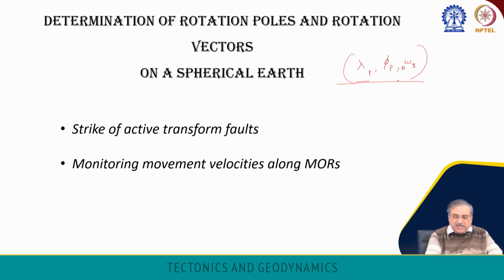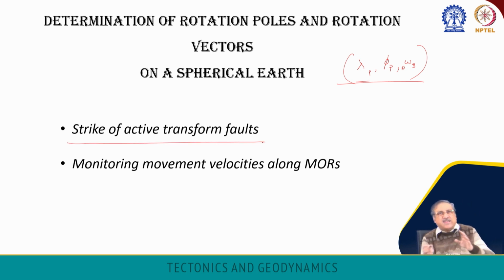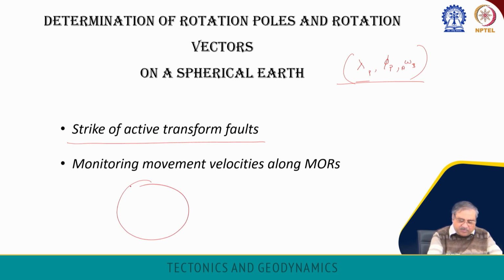Now, one of the things that we can do is to use the strike of active transform faults. How do we locate the position of the Euler poles between any two plates on the surface of the earth? Well, if they share a plate boundary and the plate boundary between them is a transform fault, then things can be made quite easy. For example, if this is a plate boundary, let's say that this is displaced by a transform fault like this, and then there's another transform fault like this.